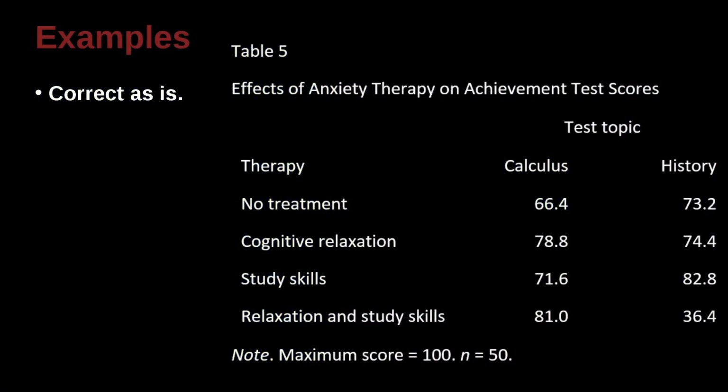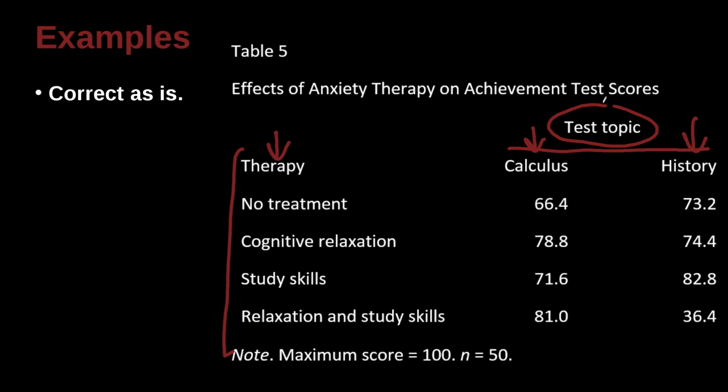Here's a nice example of getting some decking included here. So we've got our two columns, right? Calculus, history, and then, of course, the therapy is our stub over here, therapy. And our therapy types and calculus history. But these two, what are they? They are one topic, the test topic. So inside our experiment, we were giving a test, and we had two topics of the test, calculus and history. So this is a very clear example of using that deck effect.